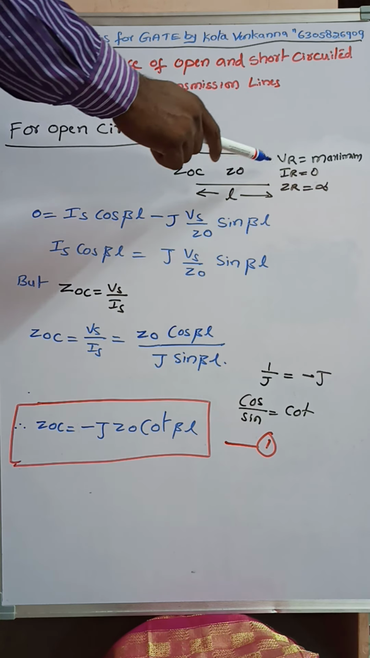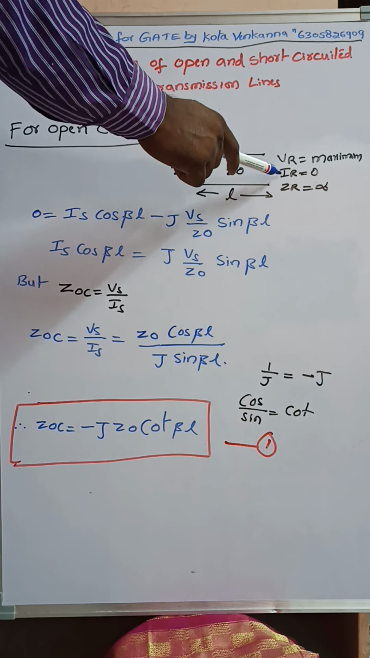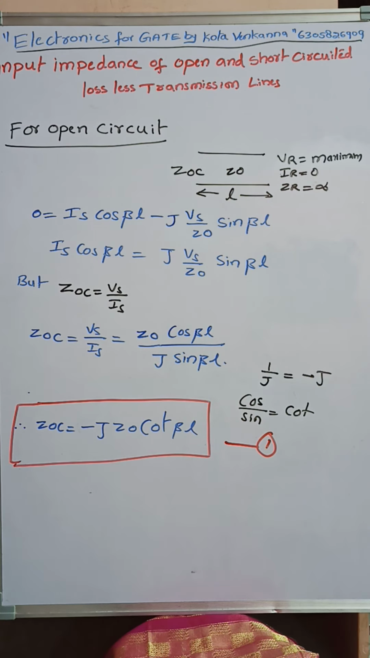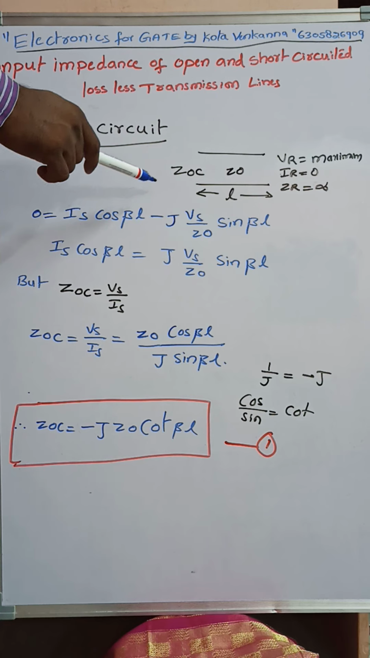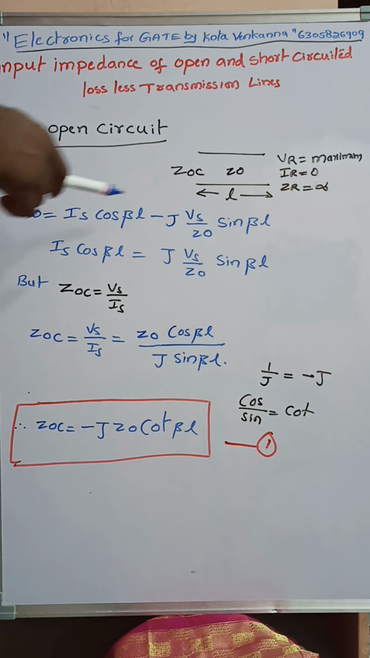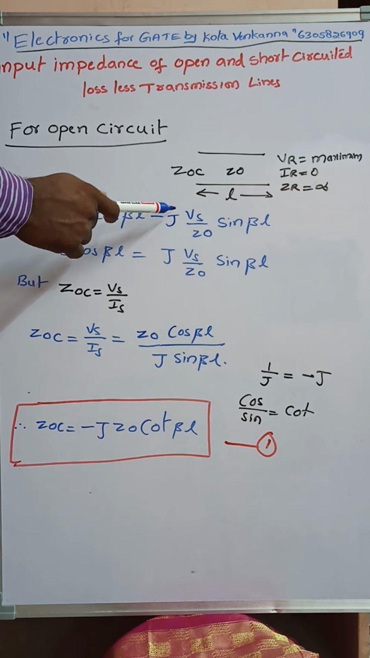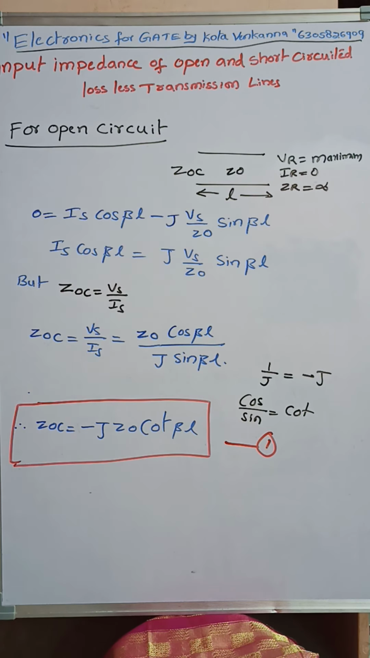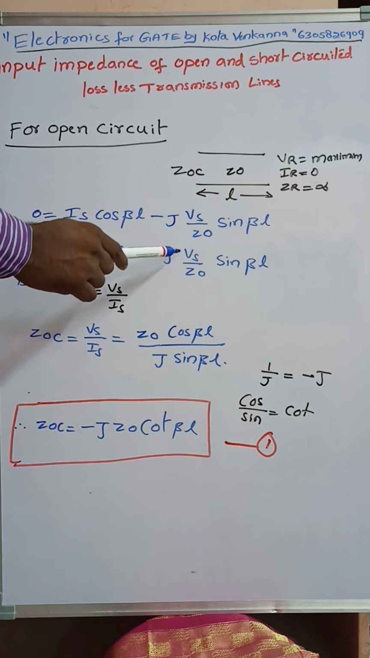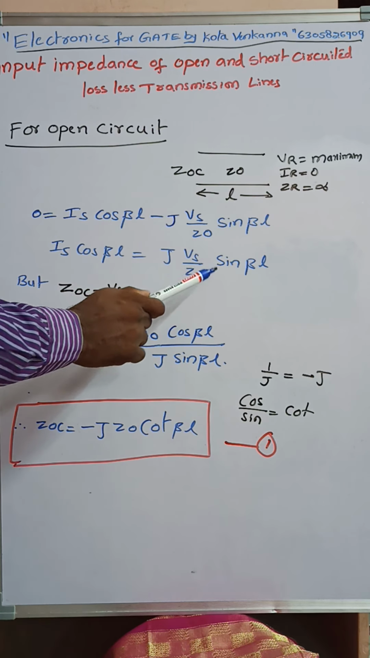Then substituting IR is equal to 0 in the above equation, IR is equal to Is cos beta L minus j Vs by Z0 sin beta L, so 0 is equal to Is cos beta L minus j Vs by Z0 sin beta L. Then Is cos beta L is equal to j Vs by Z0 sin beta L.